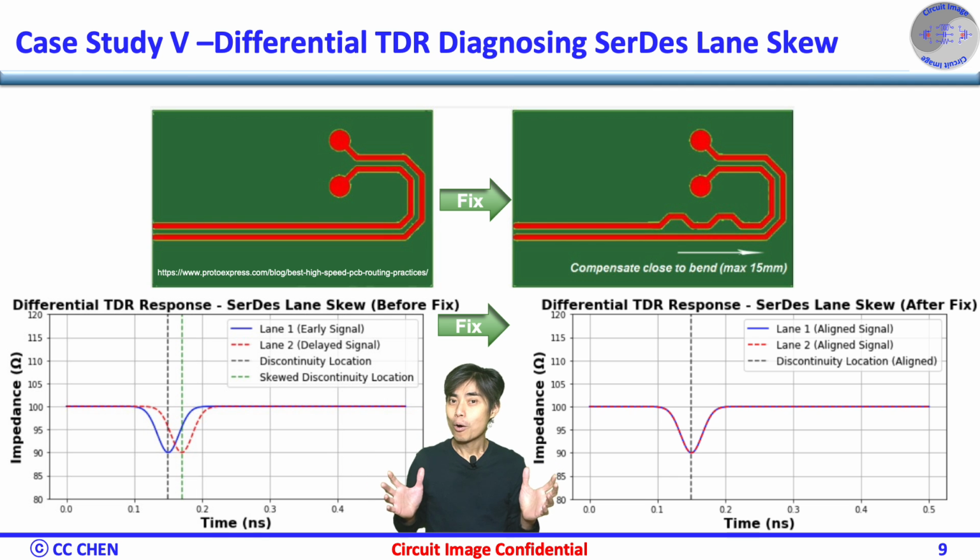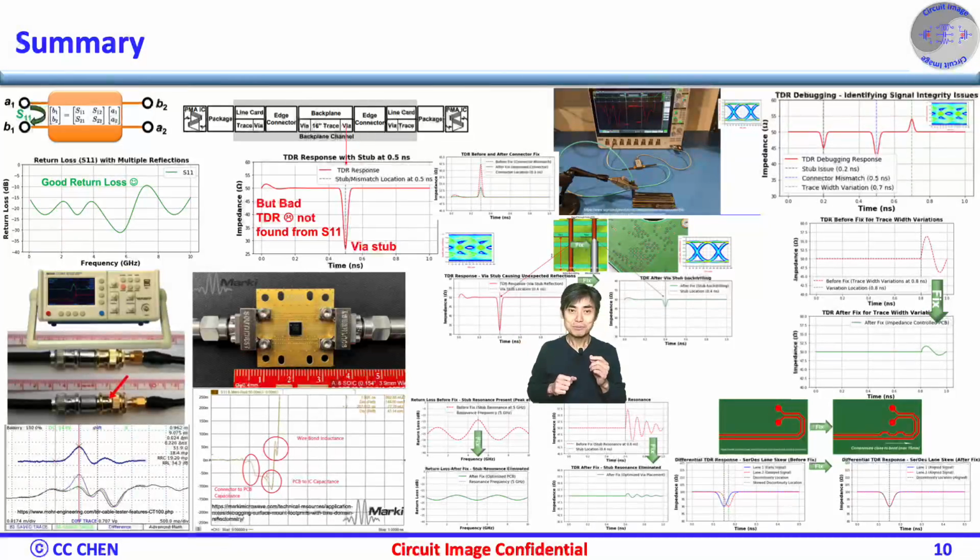Now, let's wrap up. Why you should always consider TDR in your SI verification flow. Here is a summary showing why TDR is not just an advanced tool. It's essential for SerDes debugging. Return loss alone is not enough to detect spatial impedance discontinuities. TDR provides direct spatial localization of SI problems. It helps uncover via stubs, connector issues, trace mismatches, and differential skews.